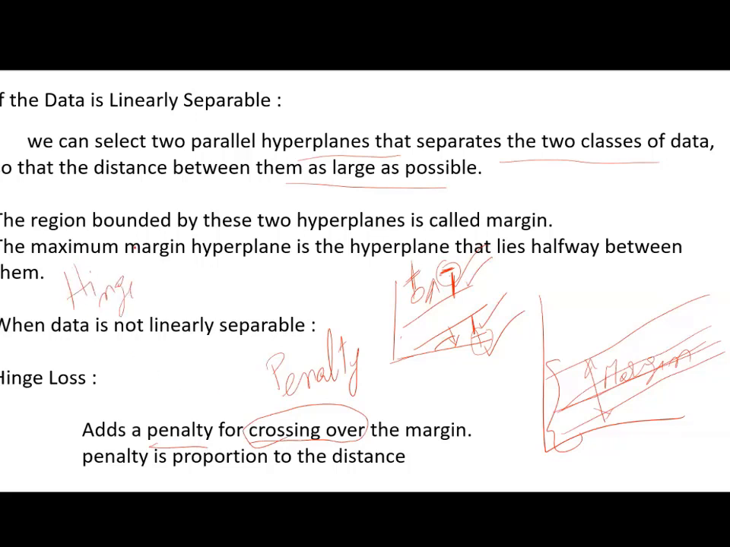Hinge loss. What do you mean by this? Hinge loss is equal to one over margin, plus lambda times the sum of this distance. This is called the penalty.